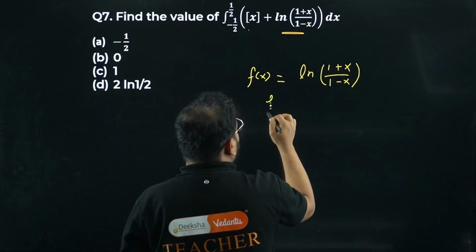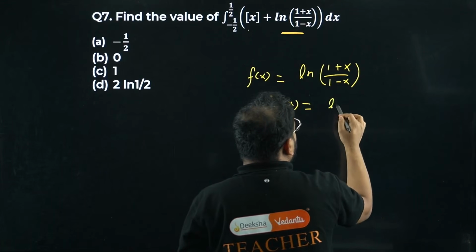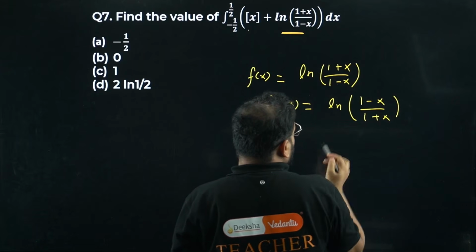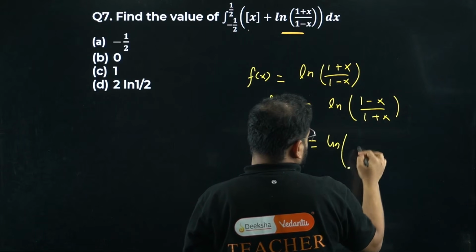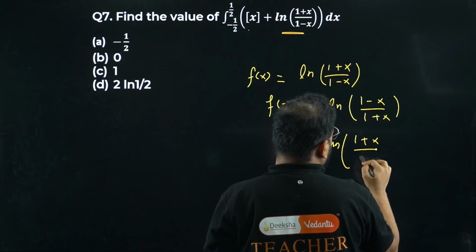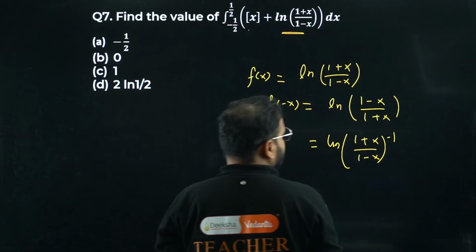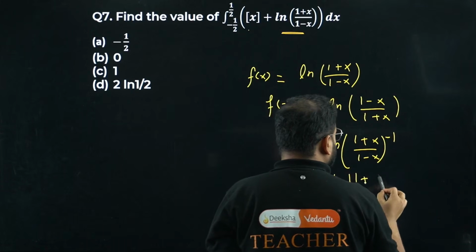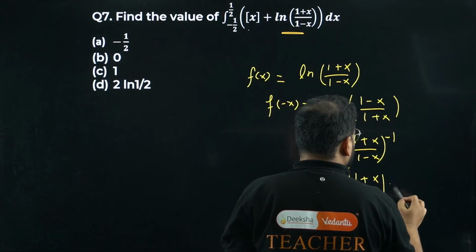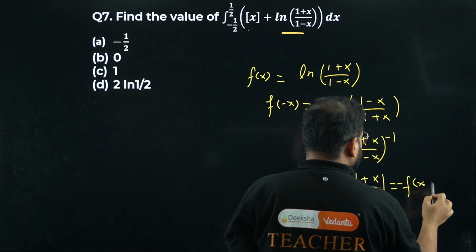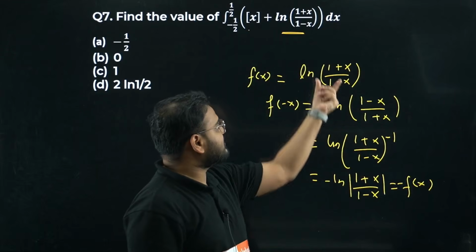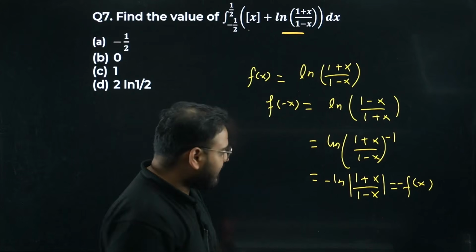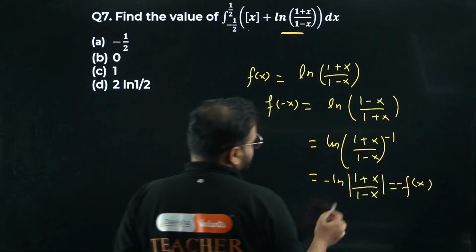Write this as f of minus x. What will happen to this? It will become ln of (1 minus x) upon (1 plus x). Agreed? I can write this as ln of ((1 plus x) upon (1 minus x)) to the power minus 1. This power will come in front. It will become minus ln of (1 plus x) upon (1 minus x), which is nothing but negative of f of x. Check this out. This and this are the same, right? So I'm getting f of minus x as negative of f of x. It means it is odd.